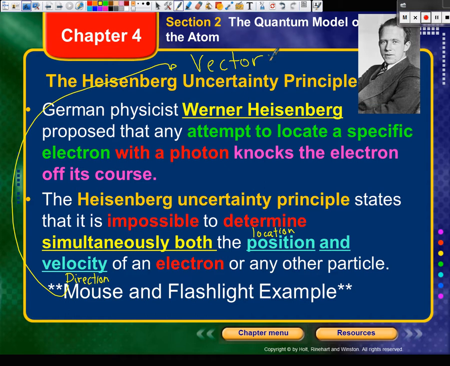And you may have heard that word in different things, especially when you took physical science a few years back. But a vector means a direction. Okay, it's telling you where it's going. And that's how velocity is different than speed.